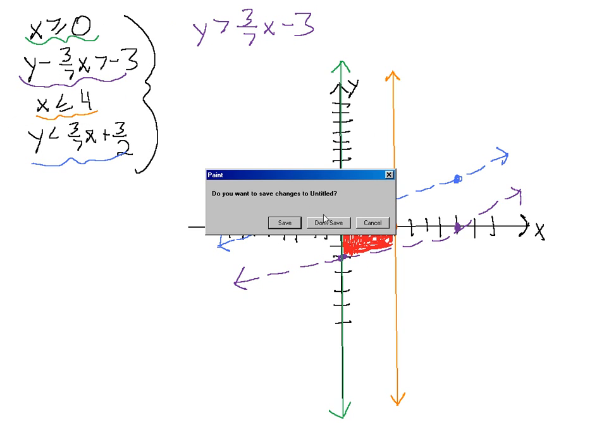All right, so let's go ahead and do another one. We have the system of linear inequalities, x plus y over 2.